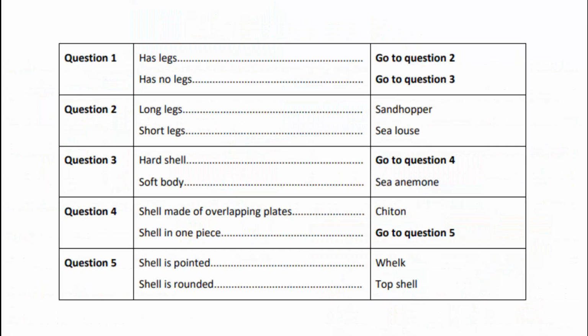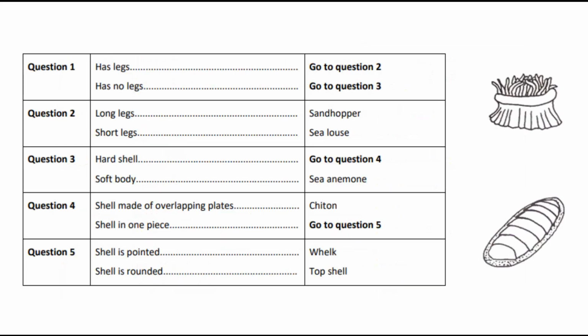A dichotomous key may take the form of a table that tells you to go to question 2 or 3, etc. Here's a quick example. Let's identify these two marine organisms. We'll start with the top one. It doesn't have legs, so we go to question 3. Now, it might be a bit hard to tell in this diagram, but this organism has a soft body. Voila! We have just identified an anemone.